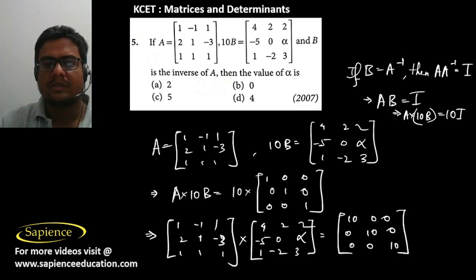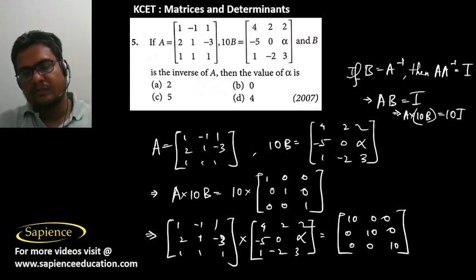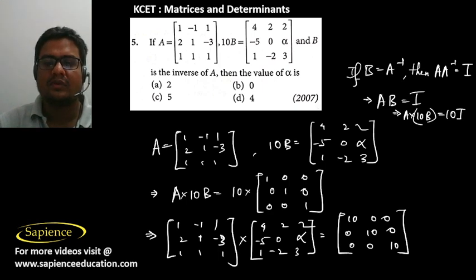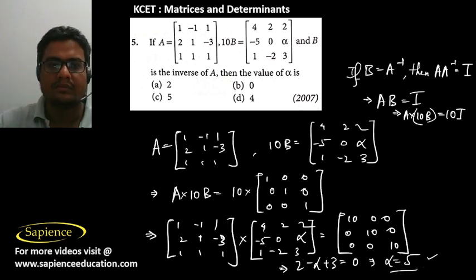So we can multiply the first row with the third column, and then we can say that the element of the first row and third column is 0. So from here I can say that first row into third column is equal to the element in the first row and third column here. So this will be 4, that is 2 minus alpha plus 3, which is equal to 0. Means that alpha is equal to 5. So alpha should be equal to 5. So option C is the correct answer.